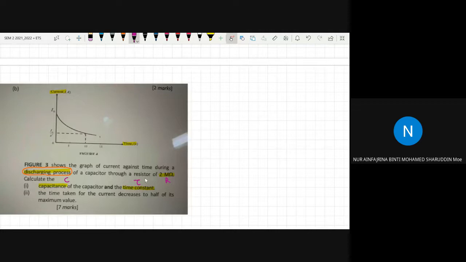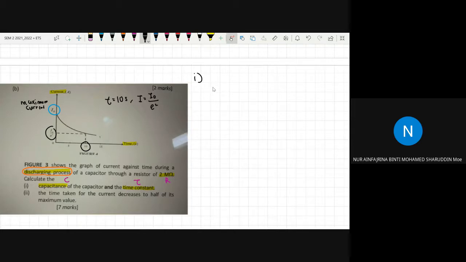Right, now let's dissect the graph. We know I naught is the maximum current. I naught over e squared is the current when the time is 10 seconds. So when the time is 10 seconds, the current is I naught over e squared. The question asks us to calculate the capacitance of the capacitor.